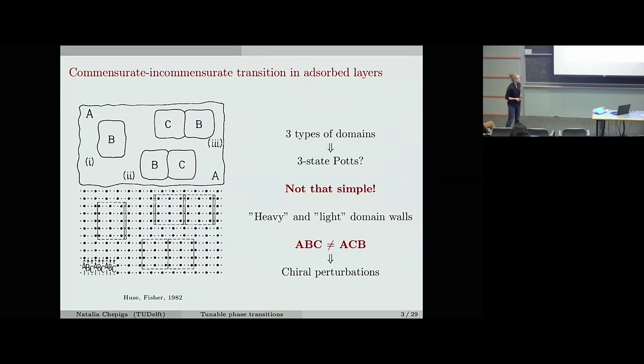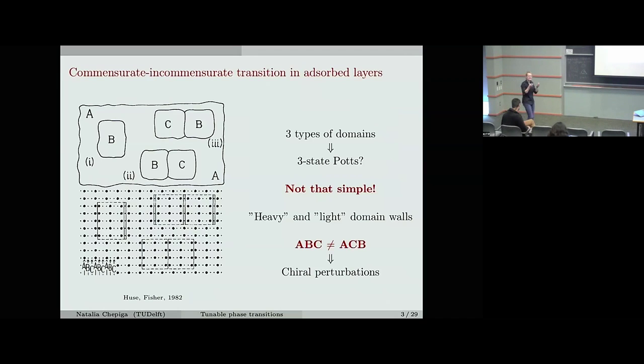It turns out that life is not that simple, and what Huse and Fisher noticed is that if the interaction between particles depends on the distance between them, which is often the case in reality, right? There are two types of domain walls. The one that brings particles closer to each other would cost you more energy than the one that brings particles further away. I can continue this logic and say that the sequence of domains A, B, C would cost me a different energy than the sequence A, C, B.